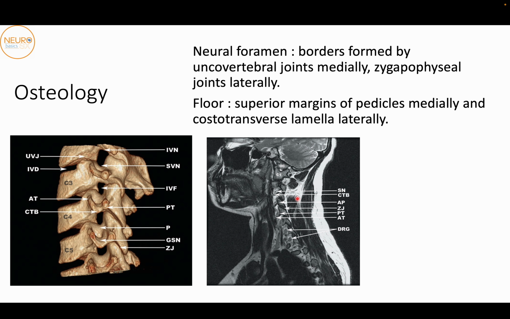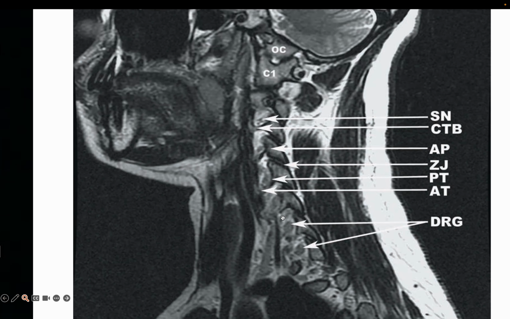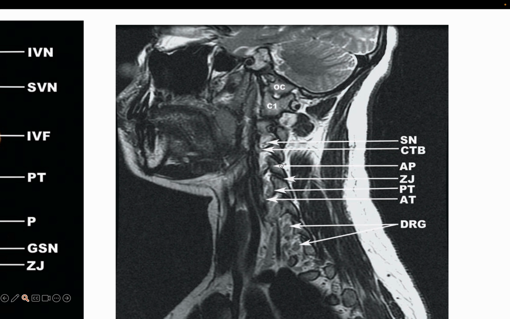As you can make out in this MRI over here, this would be your uncovertebral joint, this is the facet joint, and this is the neural foramen. This will be the spinal nerve. All this hyperintensity surrounding it is not CSF, it is fat. This bone, since it is quite lateral, is not the pedicle, it is actually the costotransverse bar.